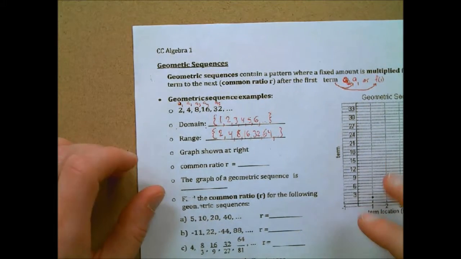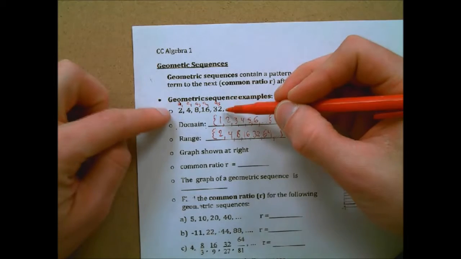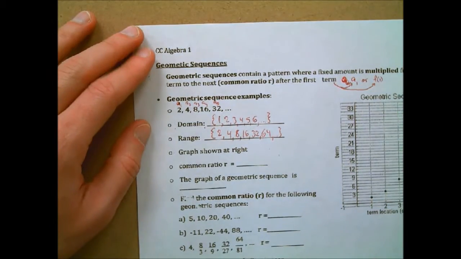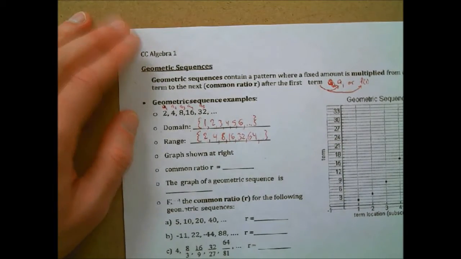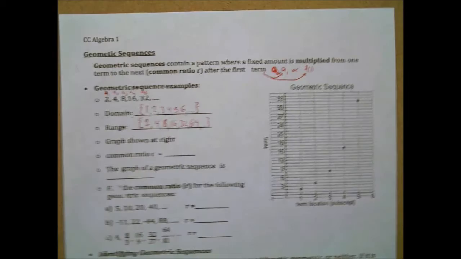So the domain, you don't see it here. The domain is the term number. The range are these output values, the actual terms in the sequence. The domain is really just the number of the term. Now we're looking at the graph over here. There's a graph of it. You see these dots?